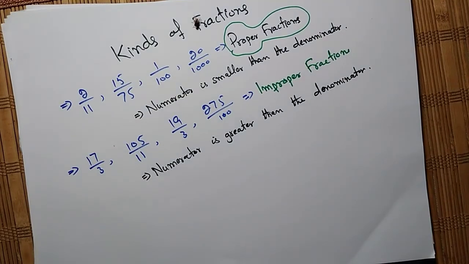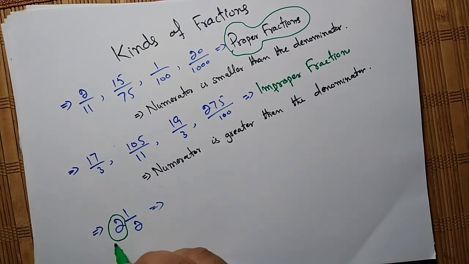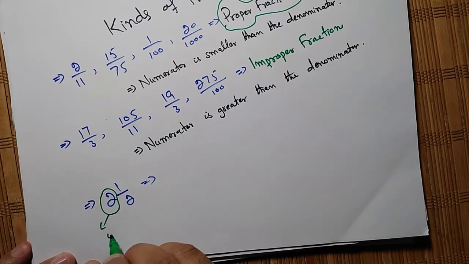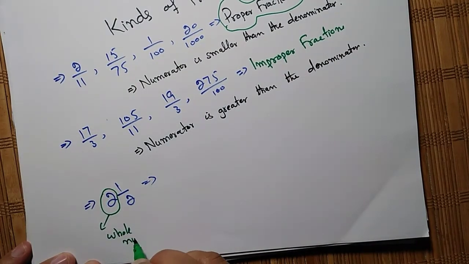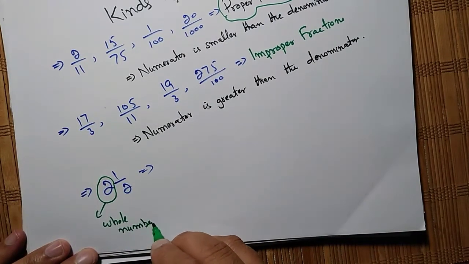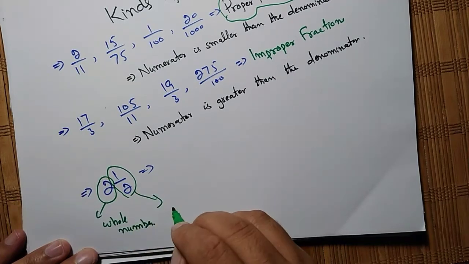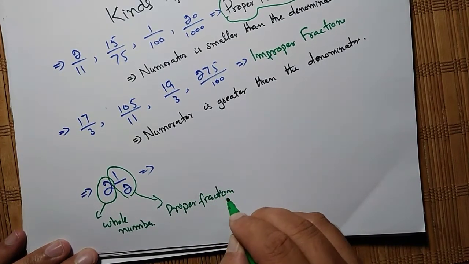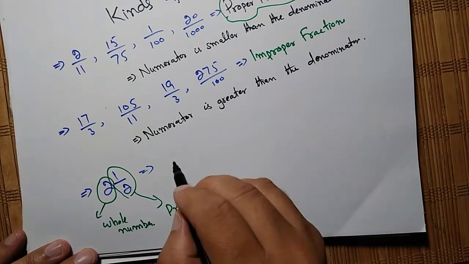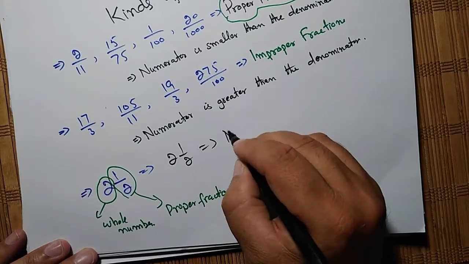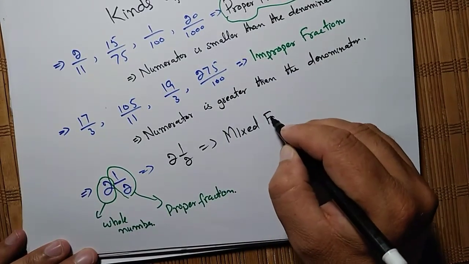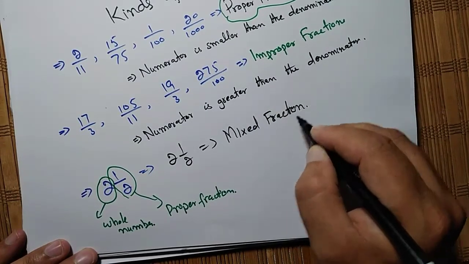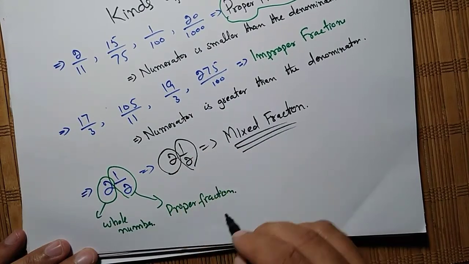The next one, for example, I write 2 whole 1 over 2. You see that in this fraction, this is a whole number, and this part is a proper fraction. So 2 whole 1 over 2 is called a mixed fraction. In a mixed fraction, you have a whole and another proper fraction.